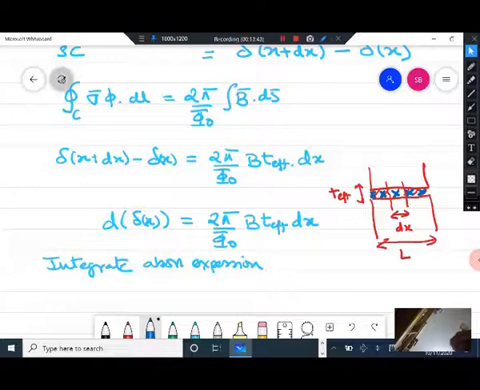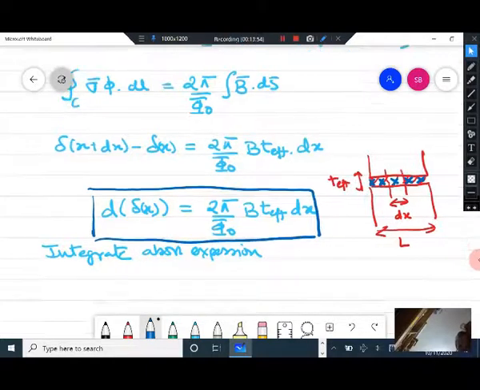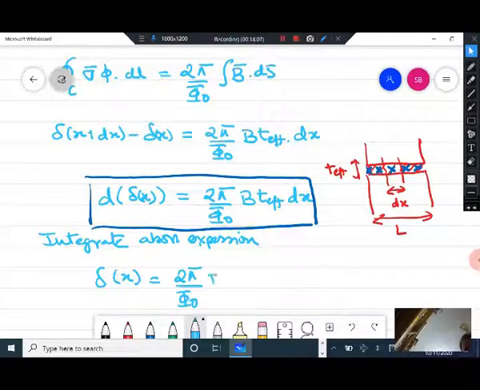Okay, the phase change, that is the net phase change along this distance as I move along the junction, is given by this expression. If I integrate the above expression, I will get delta x is equal to 2 pi by phi naught B into T effective into x plus delta 0.